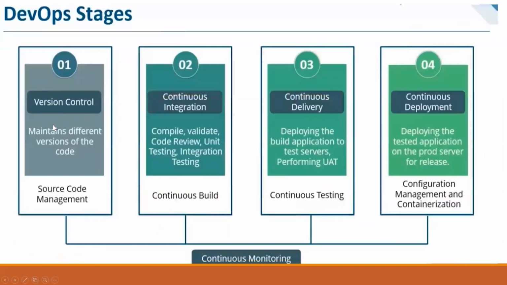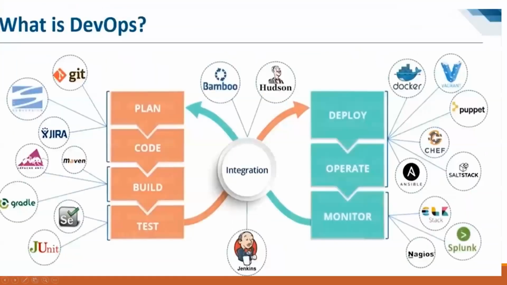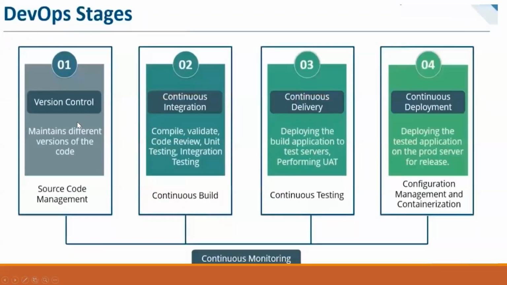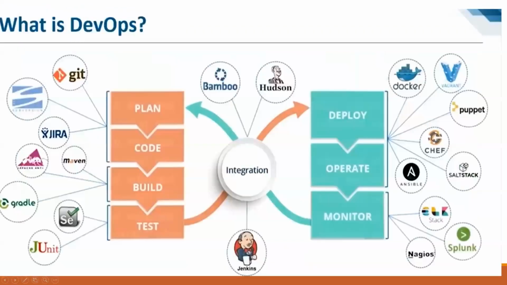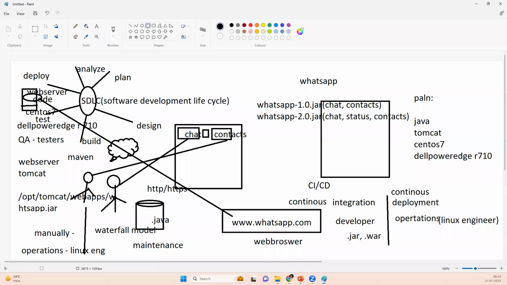Something like version control. What is version control? In the plan and code stage, whatever code the developers develop is copied into the Git repository. The Git repository is nothing but a version control. I already told you about version control, right, guys? So there will be 1.0, 2.0, 3.0, 4.0 in the version control system.